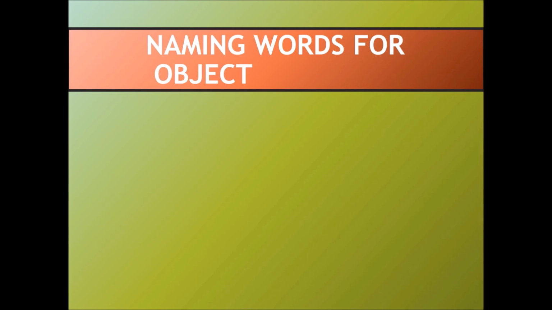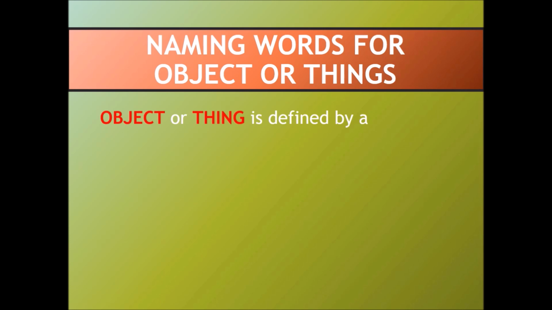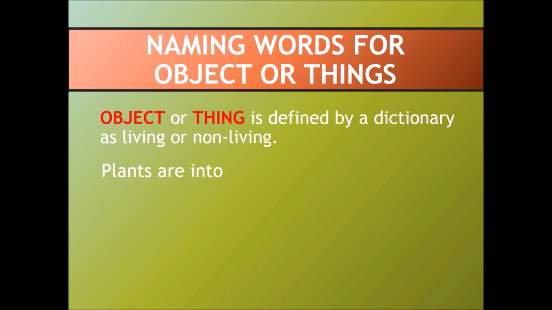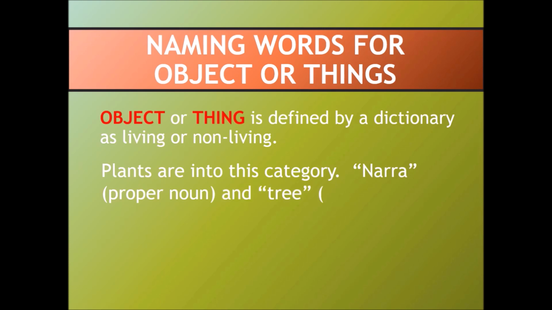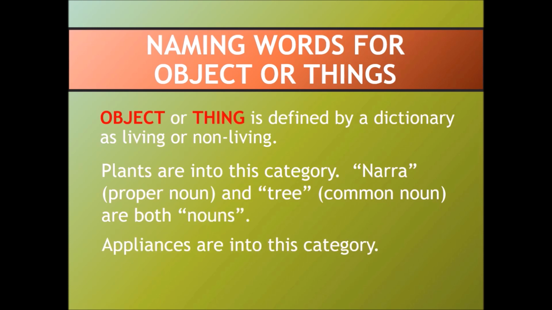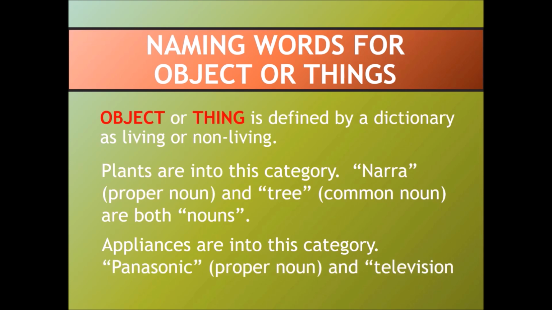Naming words for object or things. Object or thing is defined by a dictionary as living or non-living. Plants are in this category. Narra, a proper noun, and tree, because Narra is a tree, is a common noun, are both nouns. Second, appliances are in this category, wherein Panasonic, a brand, is a proper noun, and television is a common noun, and they are both nouns.